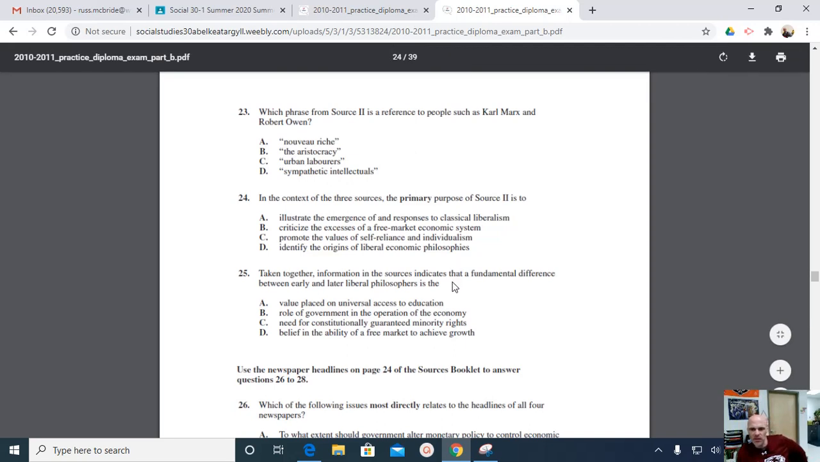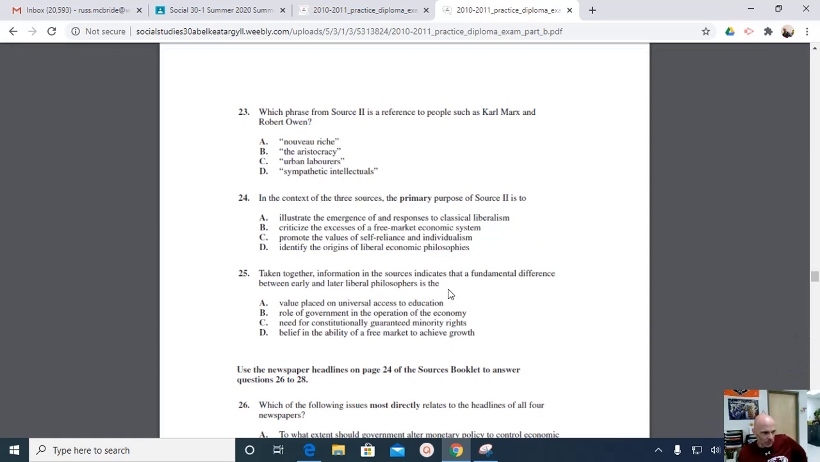Taken together, information in the sources indicates that a fundamental difference between early and later liberal philosophers is the value placed upon universal access to education. Well, probably, but are they talking about education? The role of government in the operation of the economy, need for constitutionally guaranteed minority rights, belief in the ability of a free market to achieve growth. Well, let's go and look.